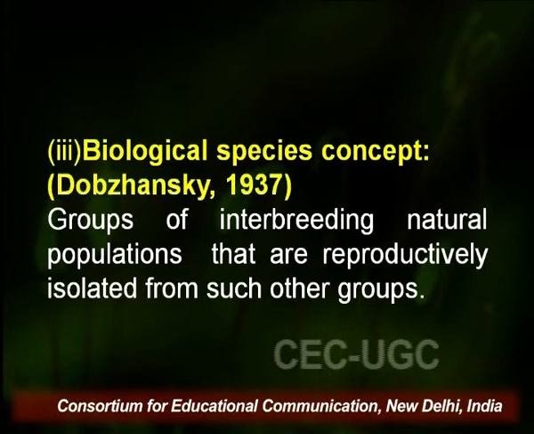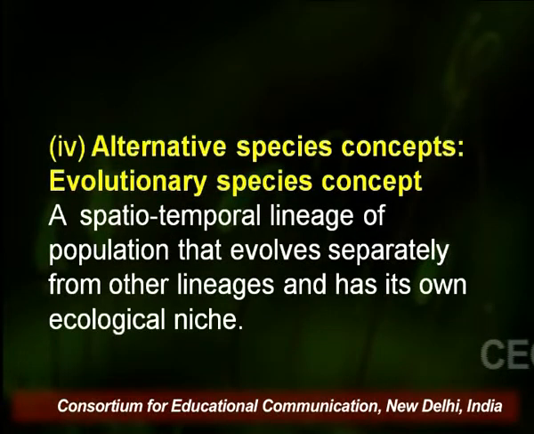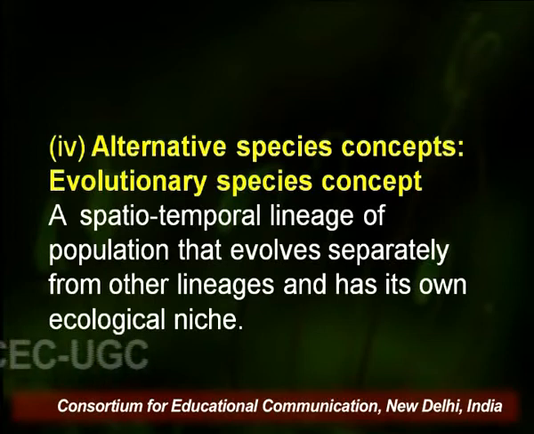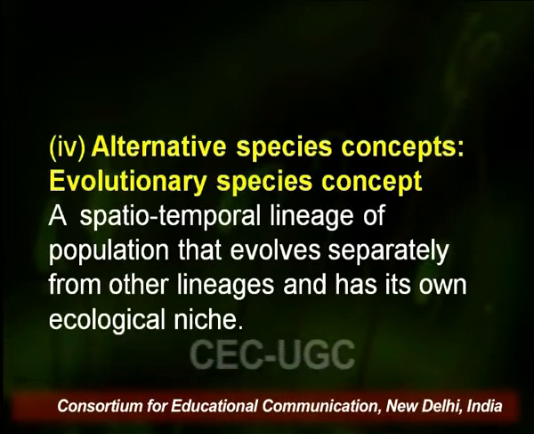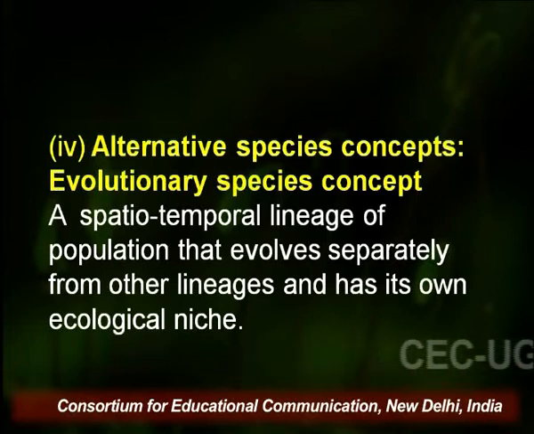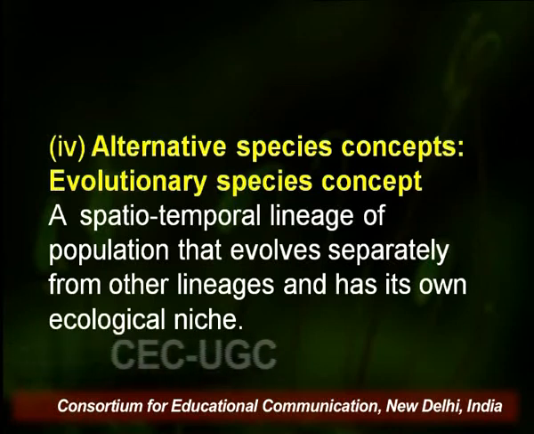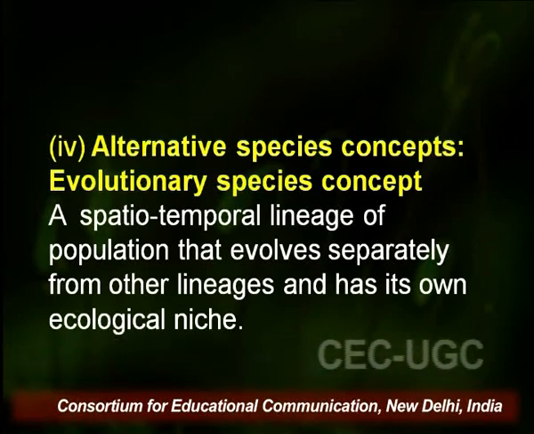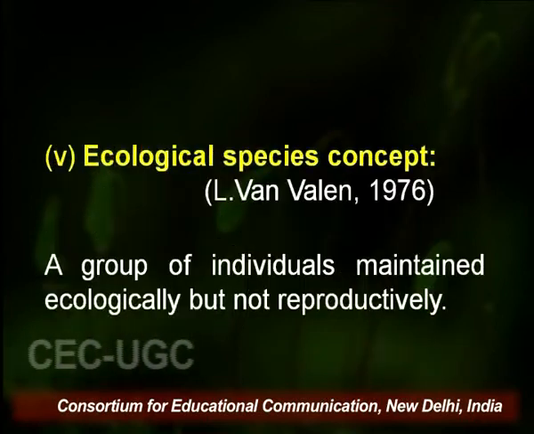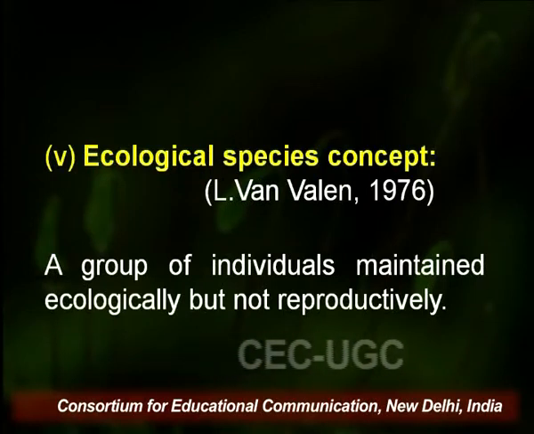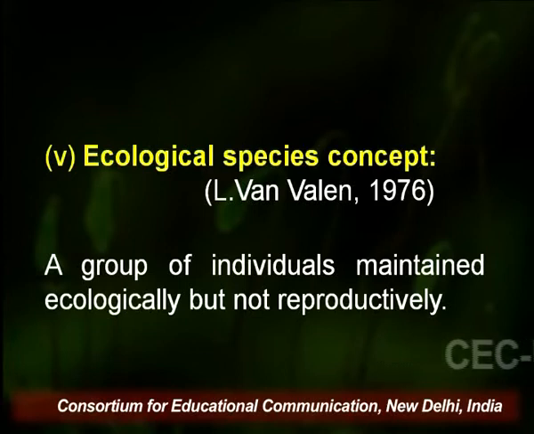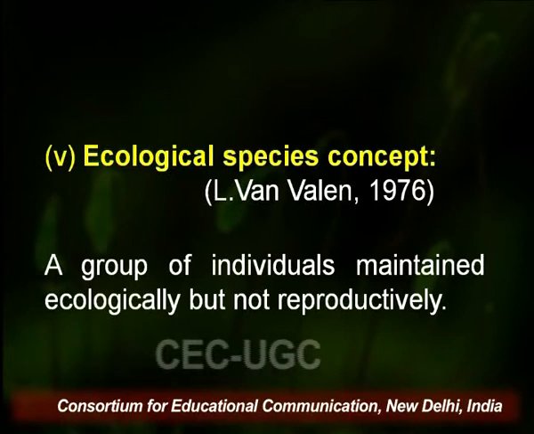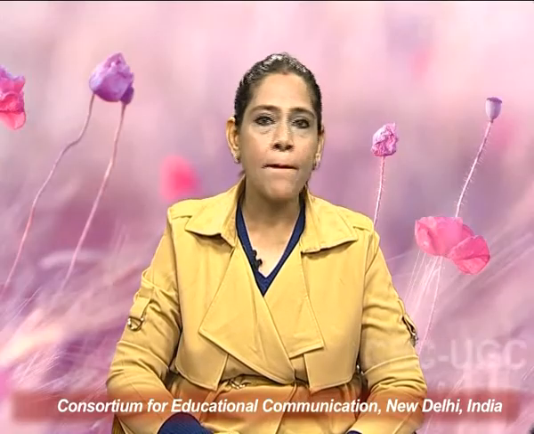Groups of interbreeding natural populations that are reproductively isolated from other such groups have been defined as biological species by Dobzhansky. Then another one is the alternative species concept or evolutionary species concept, according to which a spatio-temporal lineage of populations that evolved separately from other lineages has been termed a species, and it has its own ecological niche. And the last one is the ecological species concept, which was given by Van Valen in 1976. According to this, the species is a group of individuals which is maintained ecologically but not reproductively.